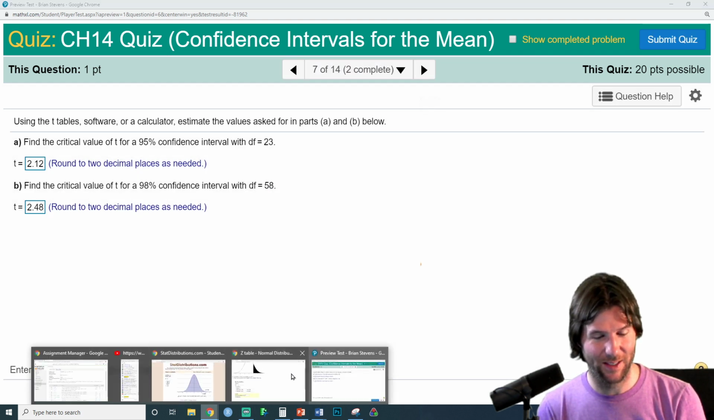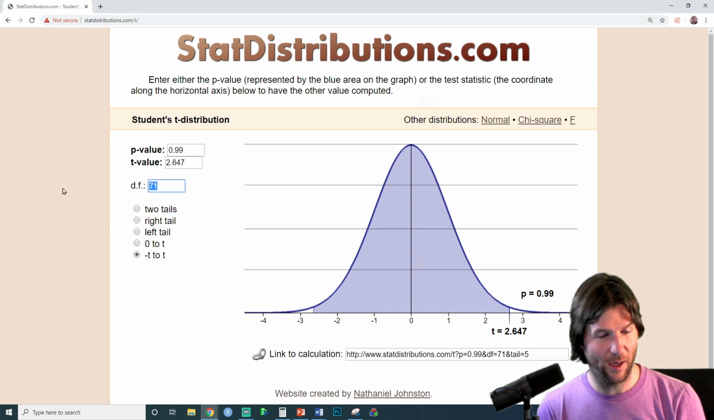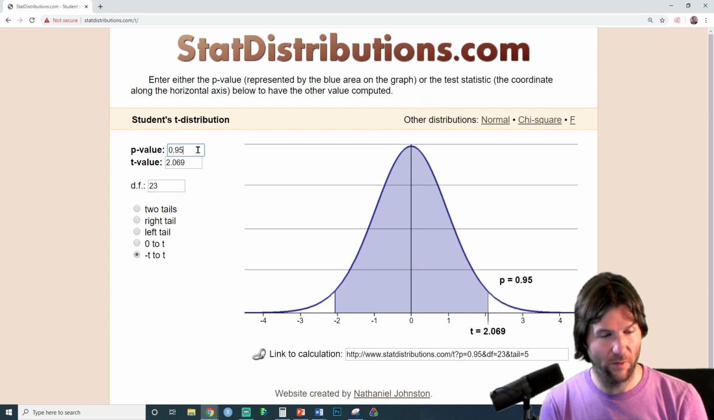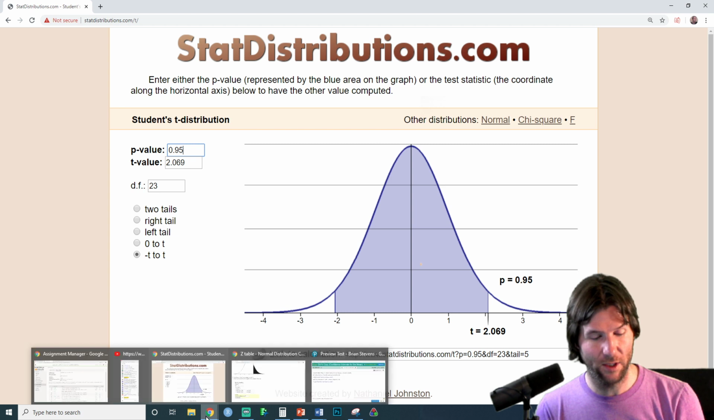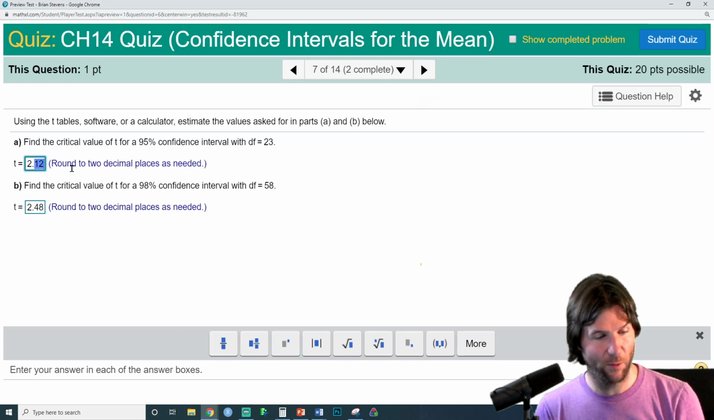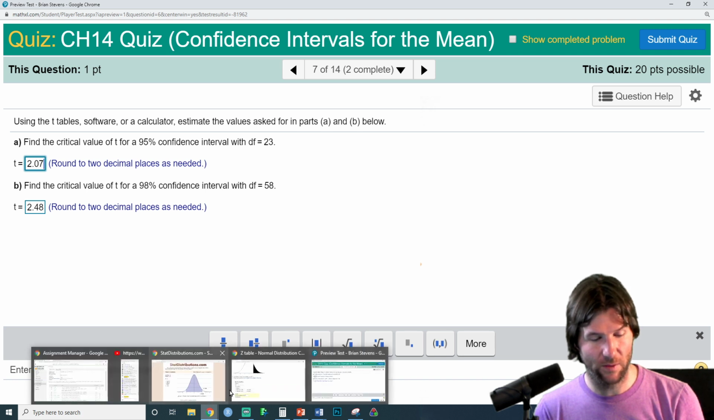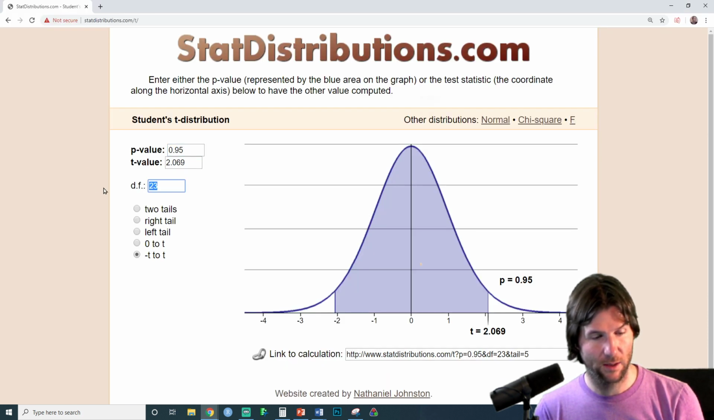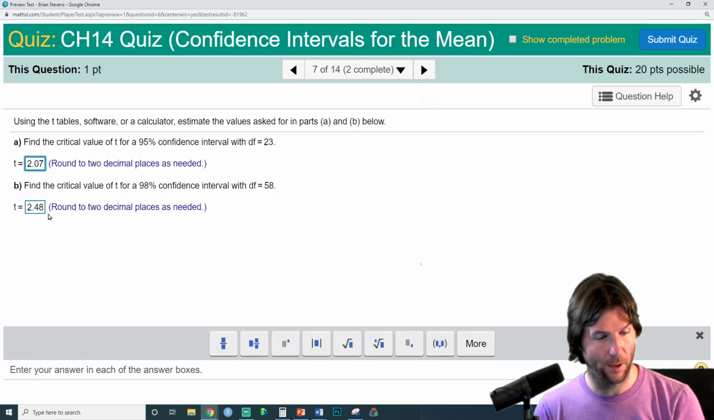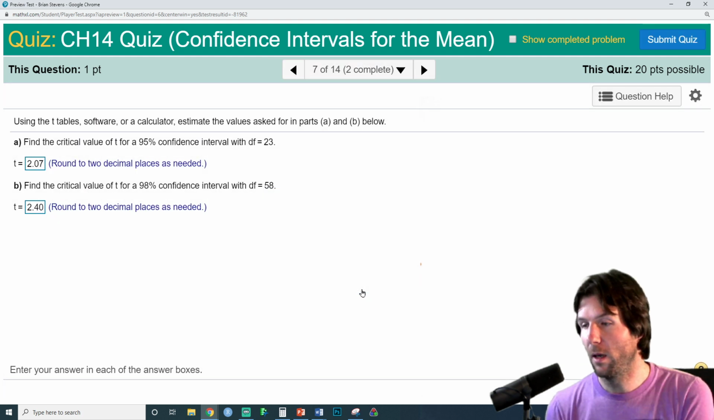Darn. Let's see the right answers on these again. So 23.95, it's 2.07. We were close on that one, no cigar though. And then 98 with 53 degrees of freedom, and that was 2.40. So we were very close on the second one, but didn't get them.